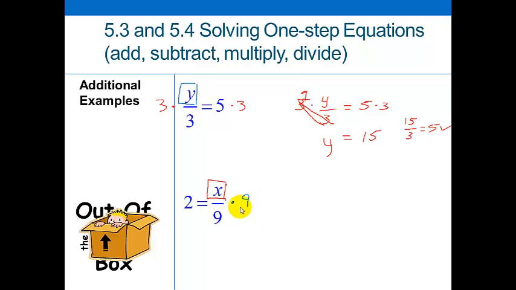I can't just multiply the right because he's going to get mad. I have to multiply the left. So 9 times 2 is 18. 18, this divides out to 1, and you're going to be left with x. So x equals 18. Let's just double check that. Is 18 divided by 9 equals 2? Yep, that's a check.